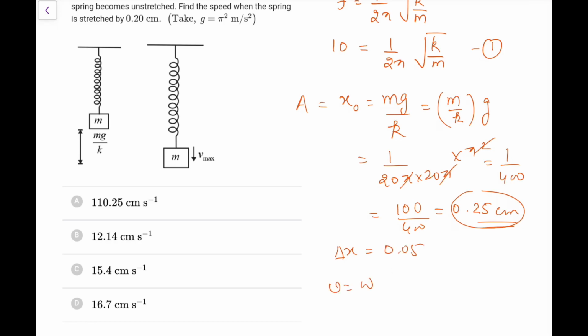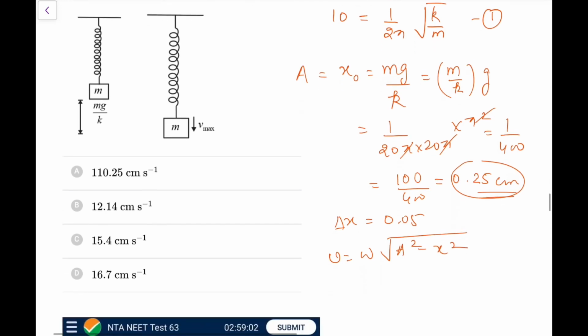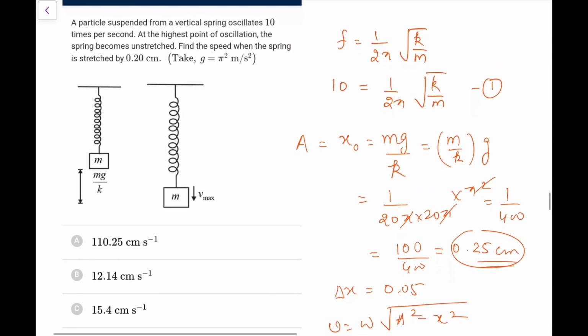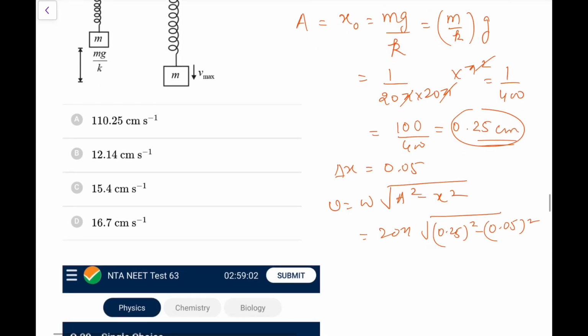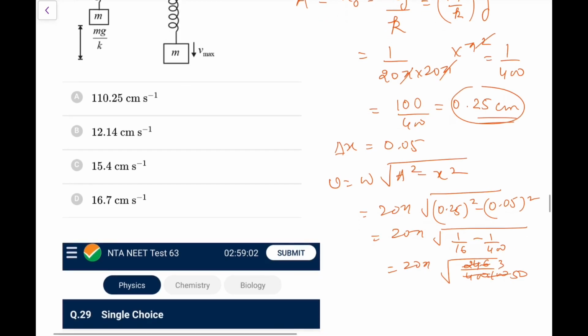So velocity you write as omega under root of a square minus x square, using the SHM rules. Omega is 2 pi f, which is 20 pi. a square is 0.25 square centimeter square minus x square, that is 0.05 square. Keep it in centimeter per second only. So 0.25 square is 1 by 16, and 0.05 square is 1 by 400. So this is 20 pi, 400 common, 16, 25, and this is 24. If I do this, this is 6, this is 100, so this is 3, and this is 50, so root of 3 by 50. So 20 pi into root of 3 by 50.